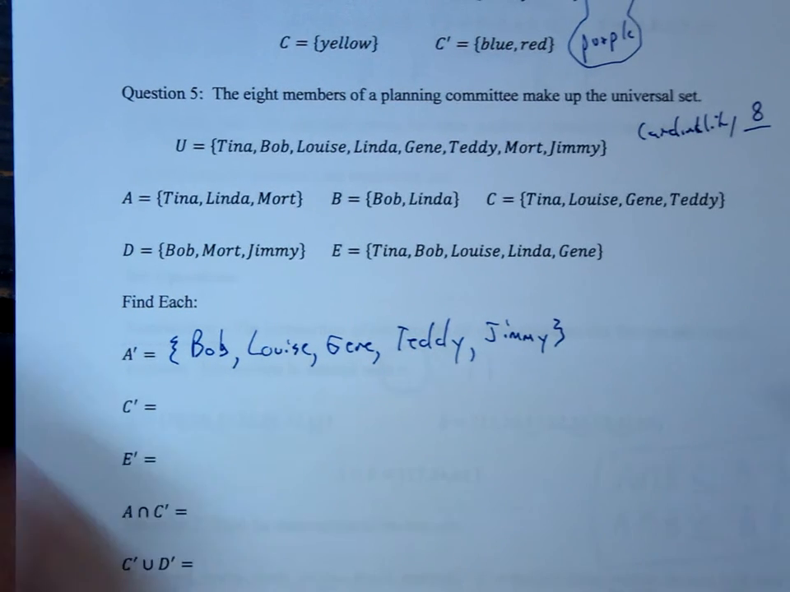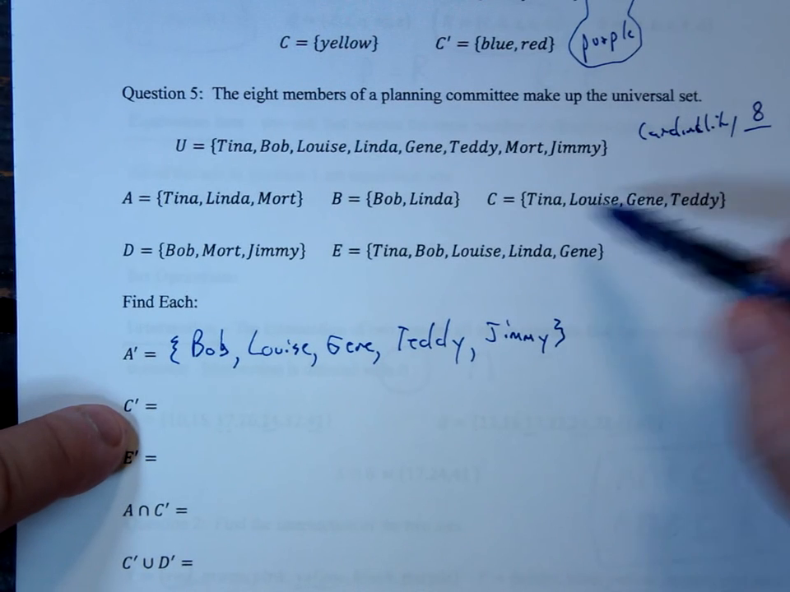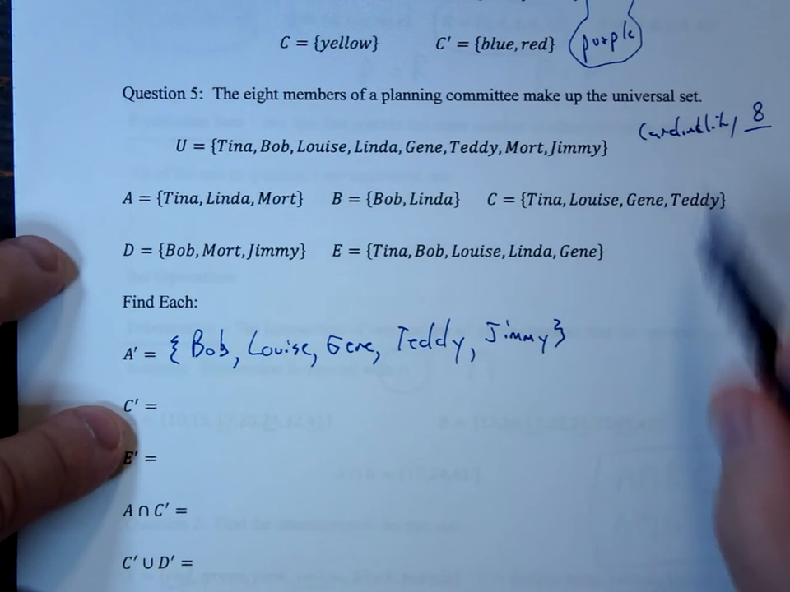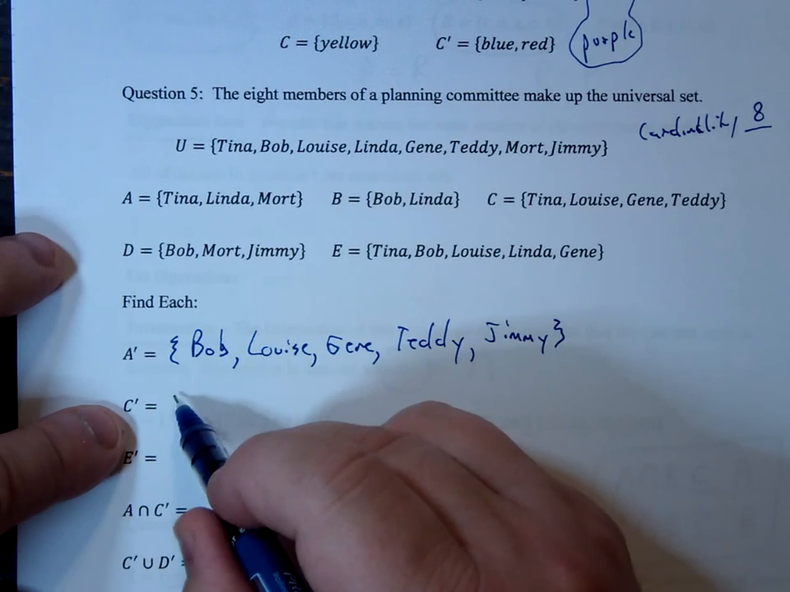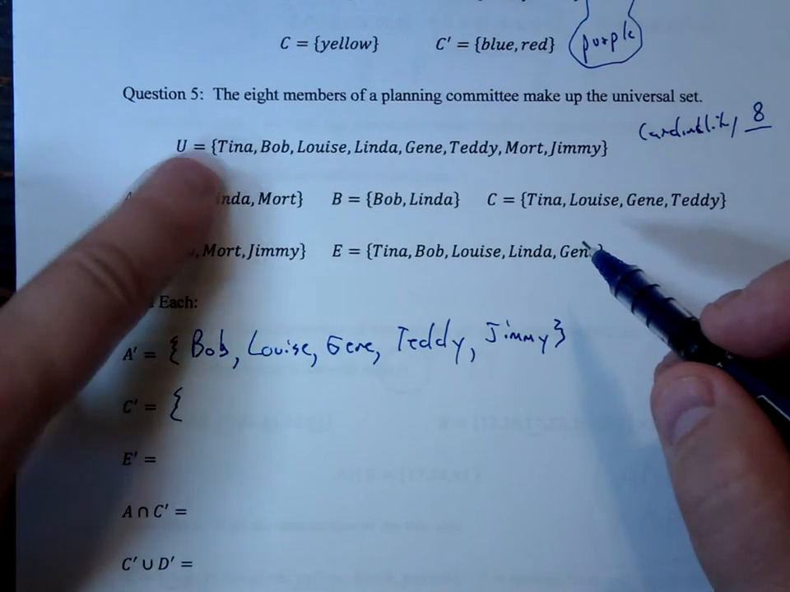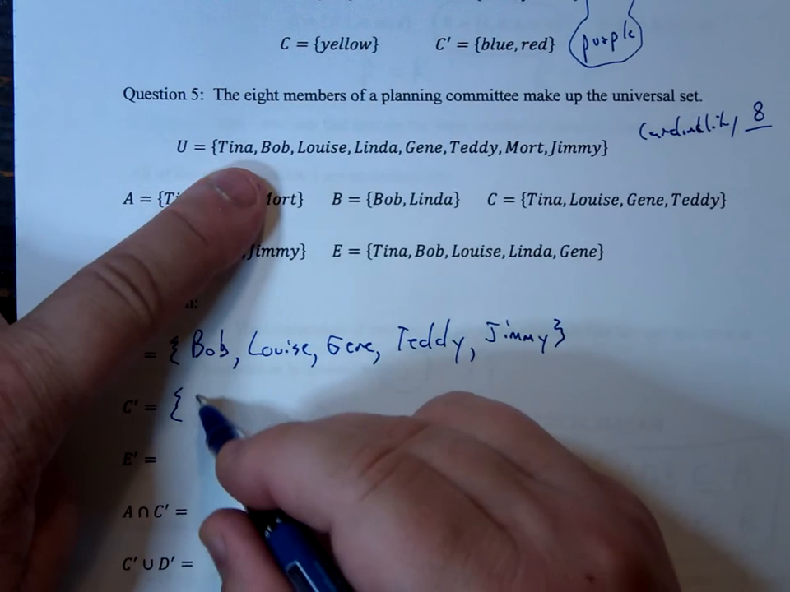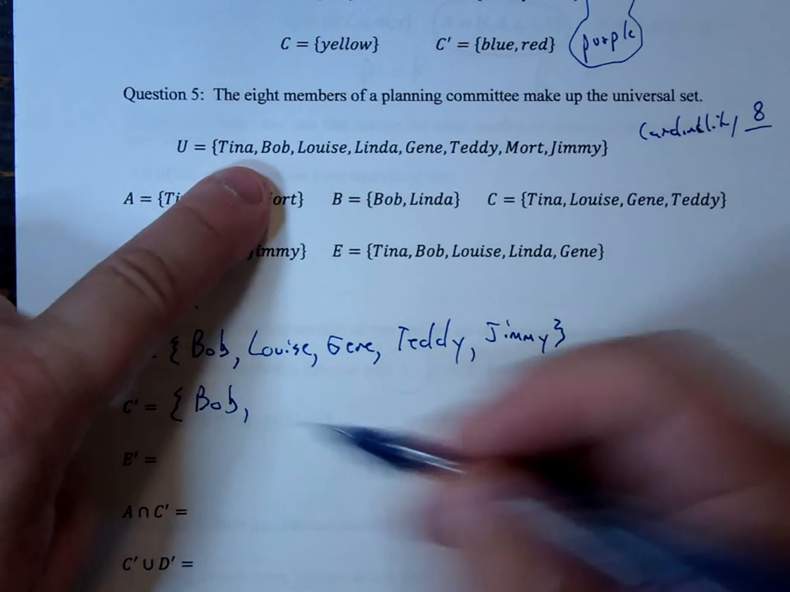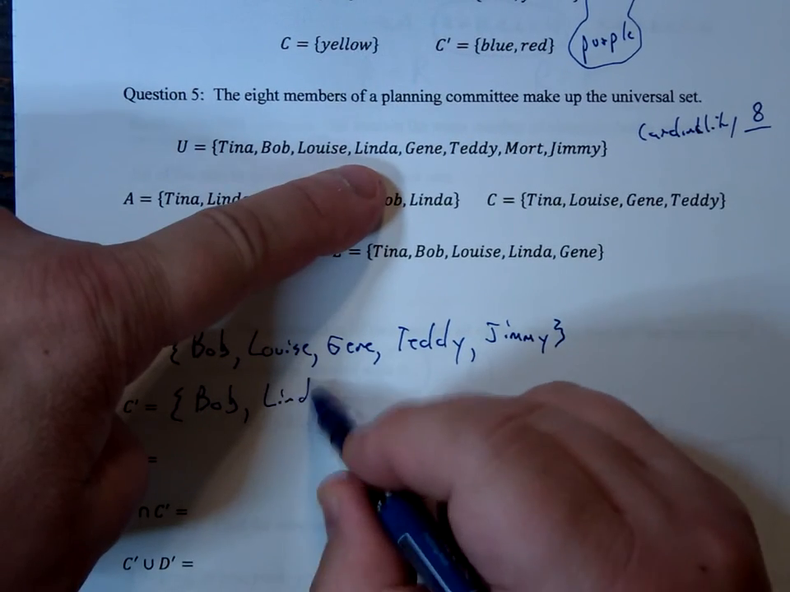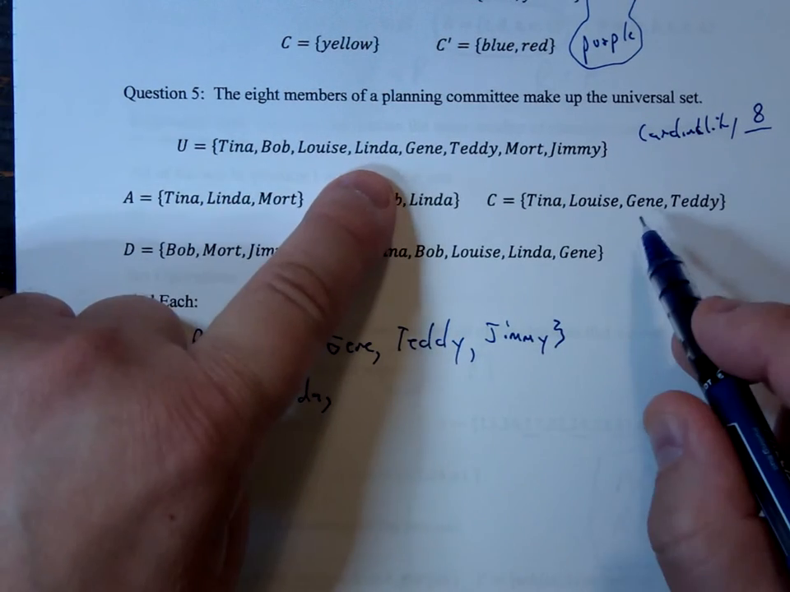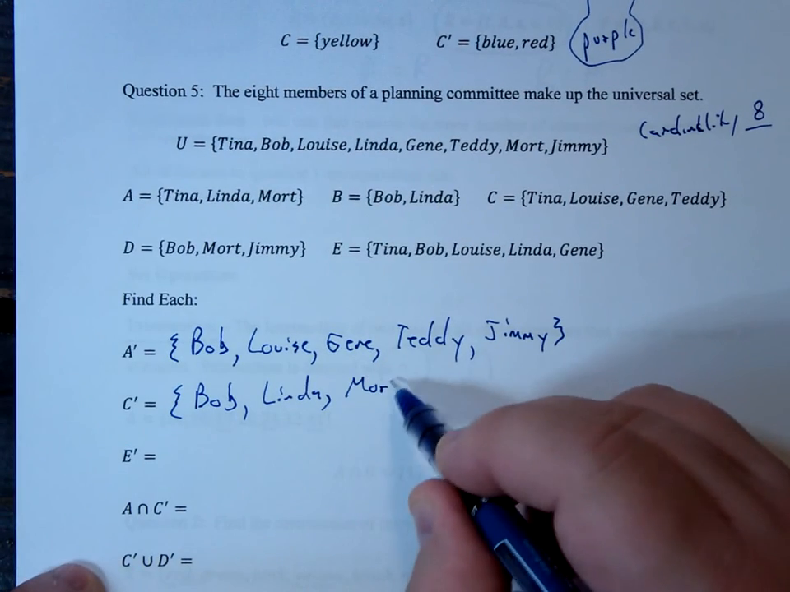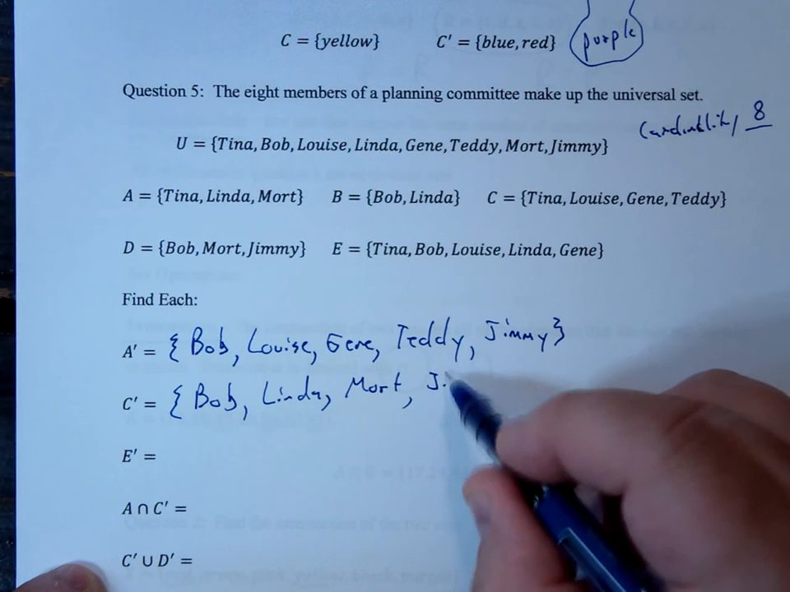Okay, so C prime. C has 4, so C prime has to contain the other 4 people. So Tina's there. Bob is not. Louise is in that set. Linda is not. Jean is in that set. Teddy is in that set. So it still needs Mort and Jimmy to make the 4.